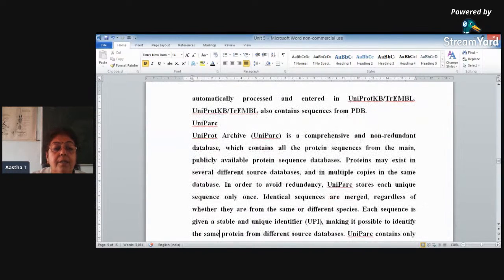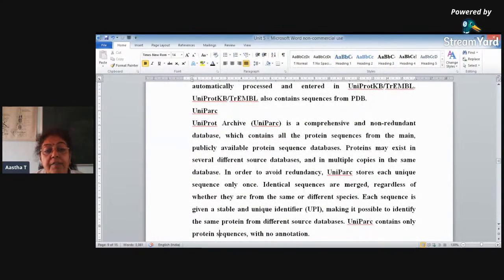UniParc, it's the UniProt archive. Short form is UniParc, a comprehensive and non-redundant database. So all is compact in this type of database. It contains all protein sequences from publicly available protein sequence databases. So UniParc is also a very good means for getting information if any researcher, a new beginner, is involved.